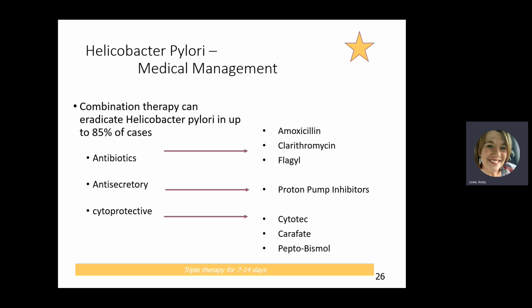So examples, things like amoxicillin, clarithromycin, Flagyl. Usually they'll use amoxicillin, but if patients are allergic to penicillin, they'll go to something else. They use an anti-secretory proton pump inhibitor to decrease some of the stomach acid. If we're trying to get the stomach to heal, we want to decrease some of that stomach acid, so the medication has time to be effective in the stomach.